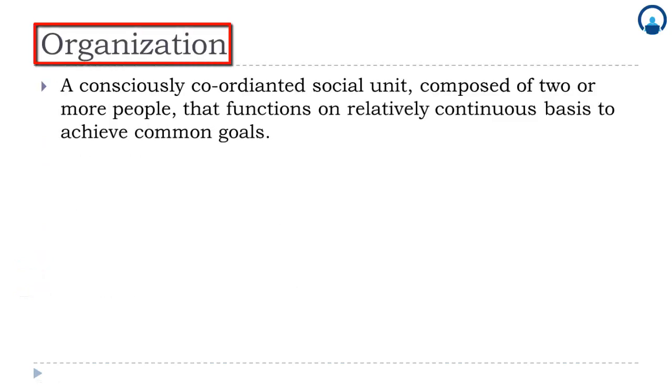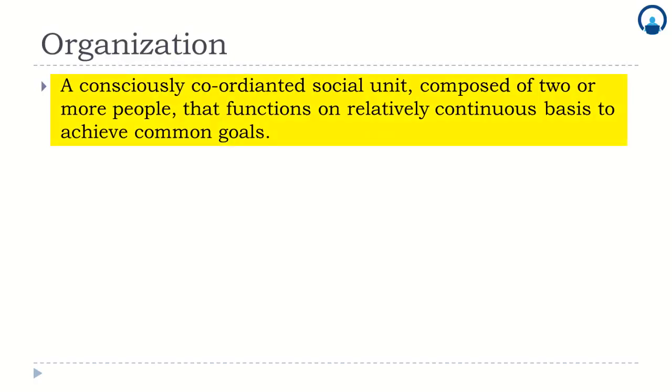What is an organization? The definition says that it is a consciously coordinated social unit composed of two or more people that functions on a relatively continuous basis to achieve common goals. So now, according to this definition, not only a manufacturing unit but also a service sector organization, a school, a college, a church, or even the state and central government falls under organization.